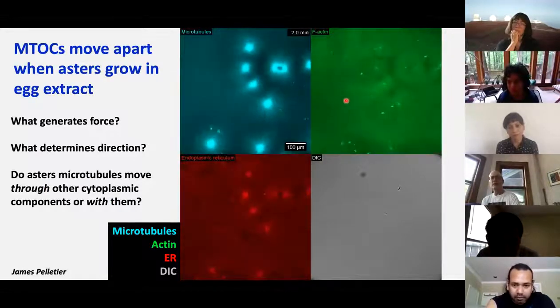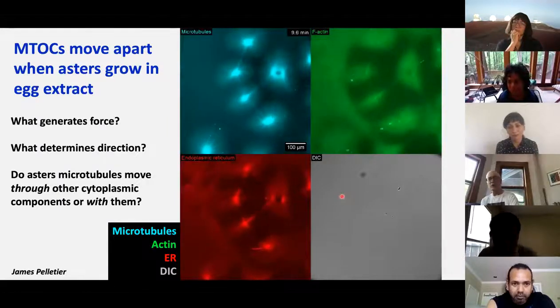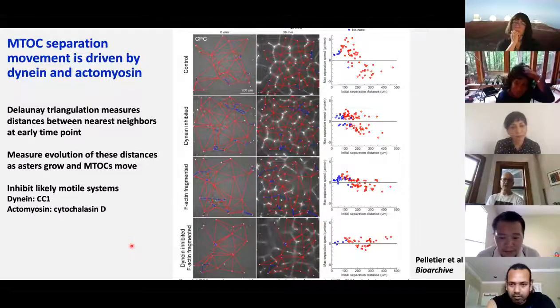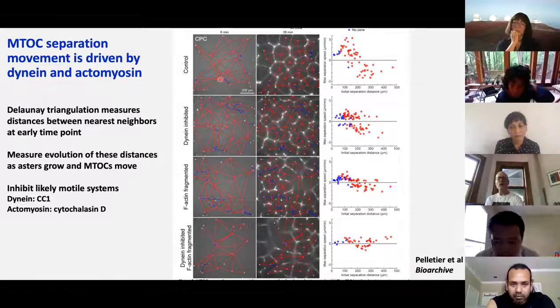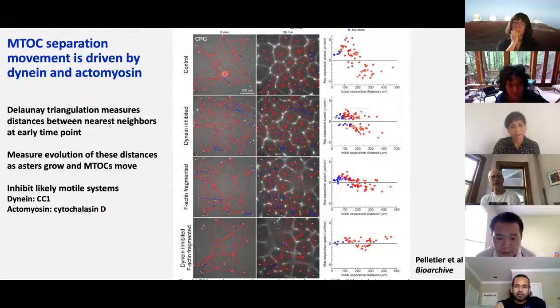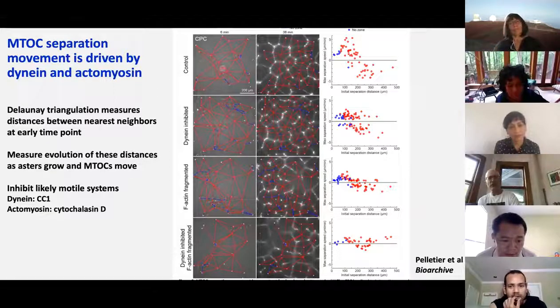And you can get a sense of that from the movies, but you need to analyze to be more careful. And I don't want to spend time on this, it is a very complicated experiment in design and analysis, but this is inhibiting different motor systems. This is taking a random field and measuring movement that causes the microtubule organizing centers basically to go from random spacing to more uniform spacing, which is what we see in this bulk system where we don't have edges. And James used a Delaunay triangulation to connect nearest neighbors and then look at evolution over time.